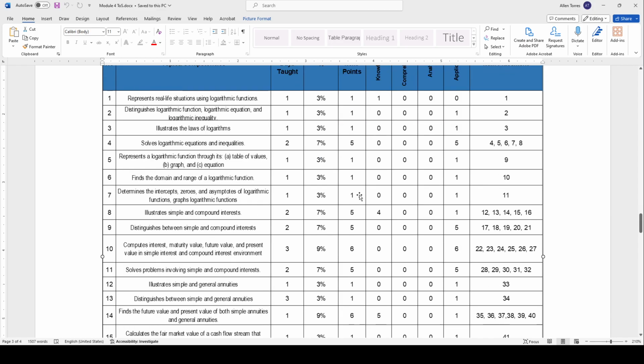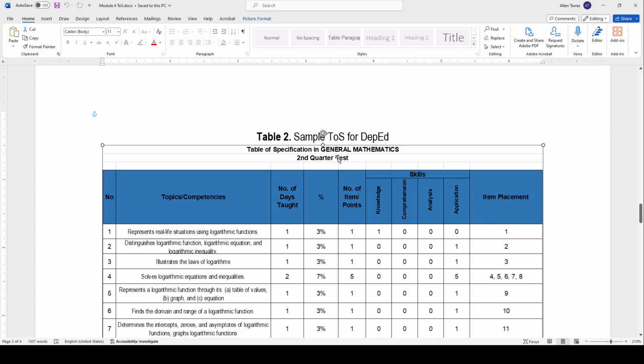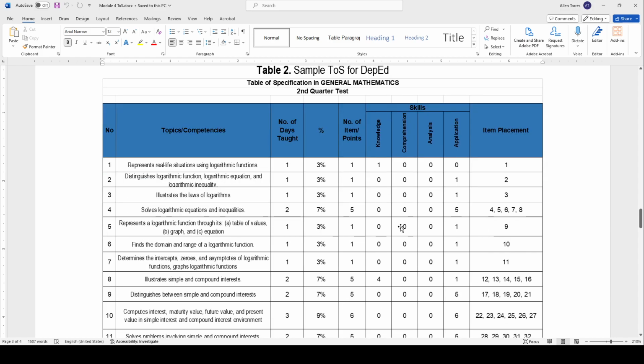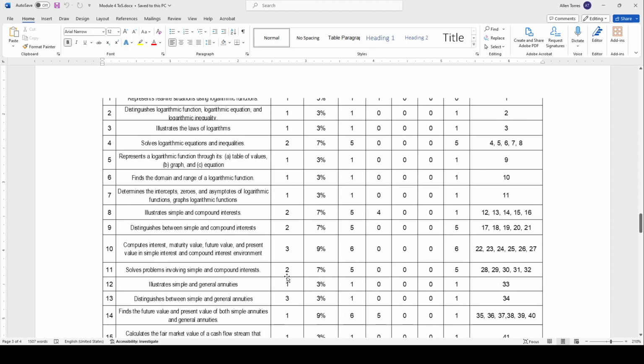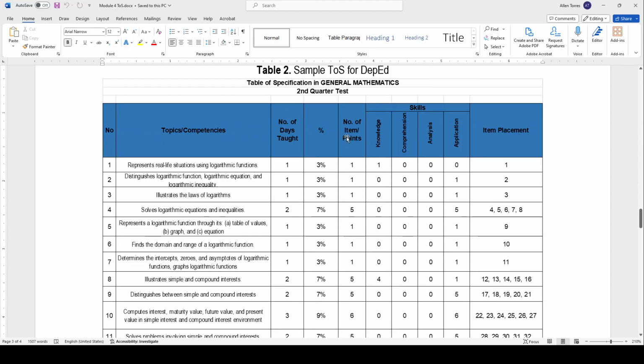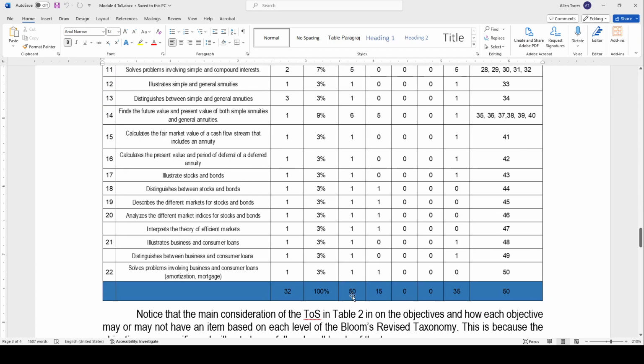Now, minsan kasi meron tayong mga learning competency na mas matagal tinuturo compared sa iba. Okay? Ito pong ToS na ito ay ginawa para sa second quarter test, meaning isang buong chapter yung kanyang coverage. Okay? Kaya as you can see, mas maraming items yan. Tingnan nyo, total number ay 50 items sa bandang baba. Okay? 32 days sa tinuro sa isang buong buwan na itinuro. Okay? As you can see here, the number of items is 50.